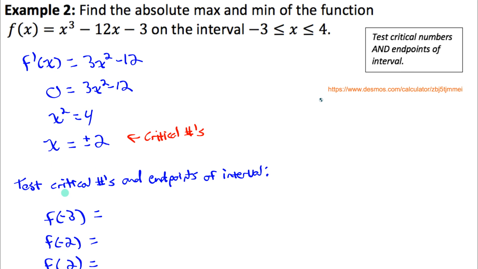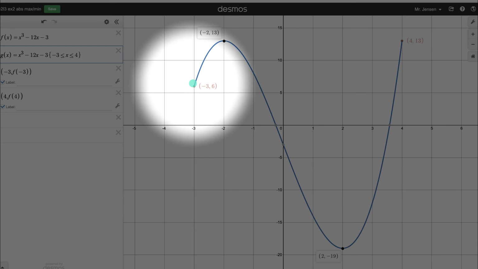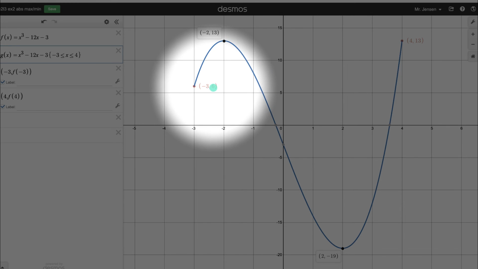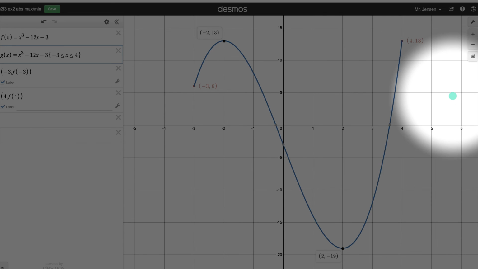So we'll plug each of those into the original function. And I have Desmos already doing that for us here. Right, we have f at -3 is 6, f at -2 is 13, f at 2 is -19, and f at 4 is 13. So let's jot those down.